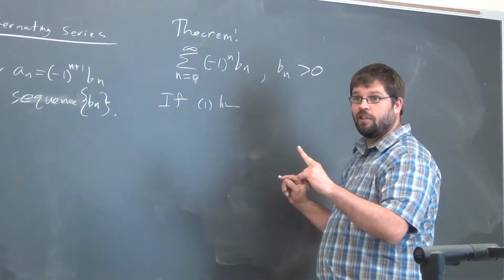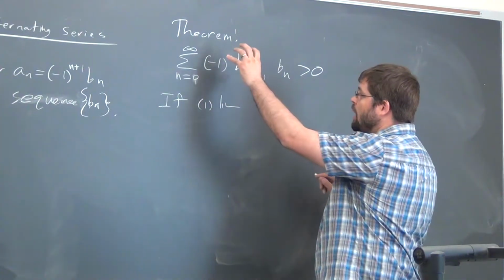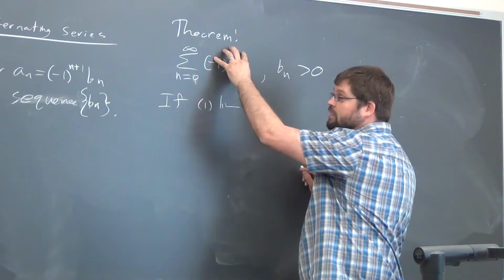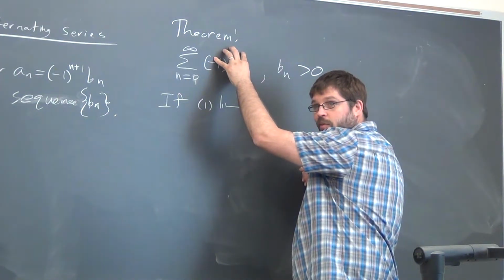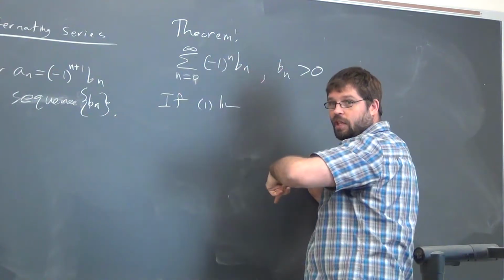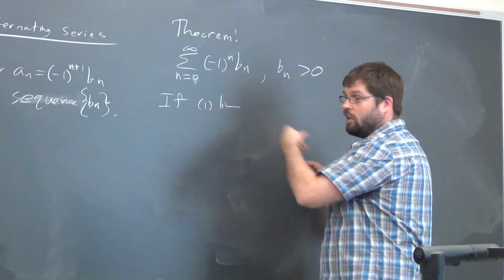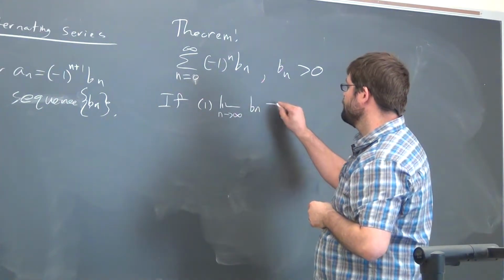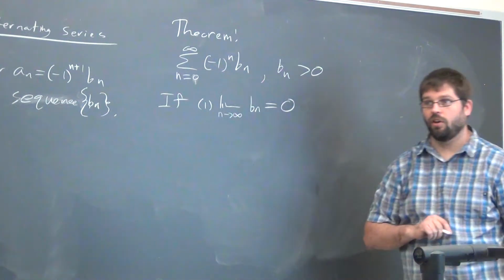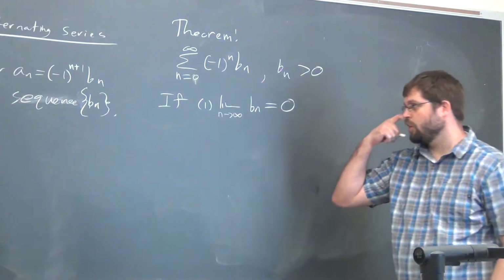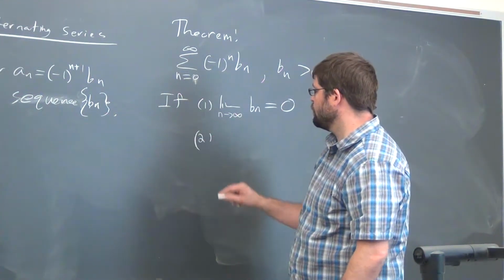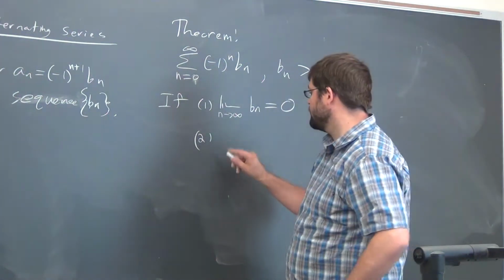First of all, our nth term test says that if the sequence inside here, the negative 1 to the n times b sub n, doesn't go to 0, then we'll diverge, right? So that's essentially all this is. So you first have to have, one, the b sub n's go to 0, the terms go to 0. And two, the b sub n is decreasing.